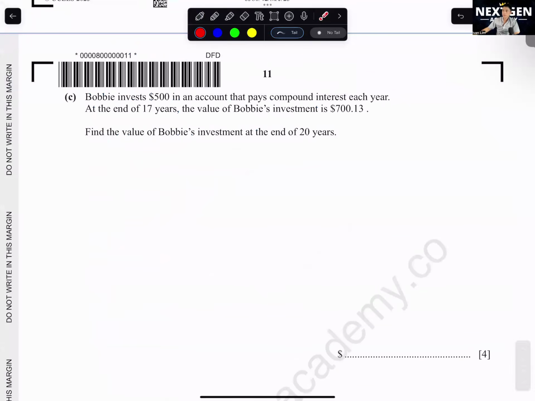4 marks. Bobby invests $500 in an account that pays compound interest each year. At the end of 17 years, the value of Bobby's investment is $700.13. Find the value of Bobby's investment at the end of 20 years. Okay, so they gave us 17 years, but now they want us to find 20 years. Something is missing based on the first one.